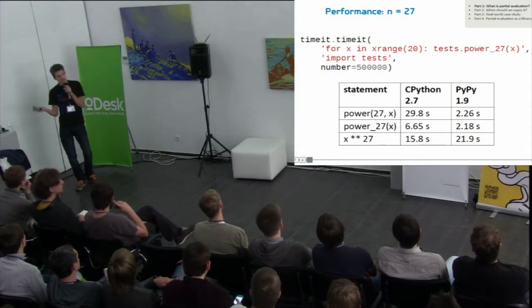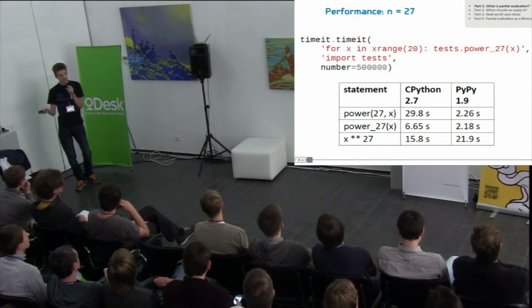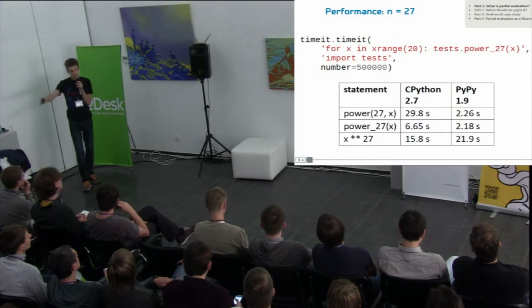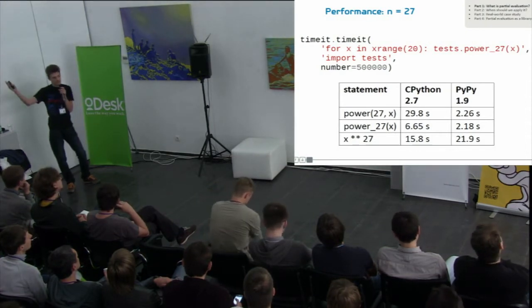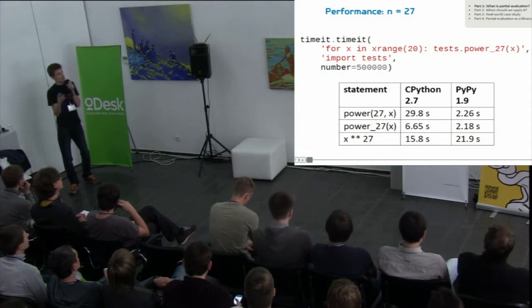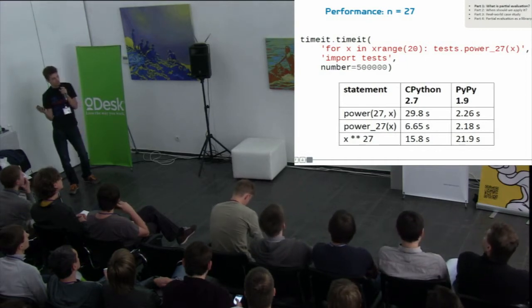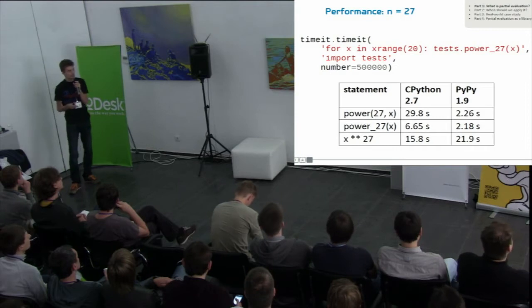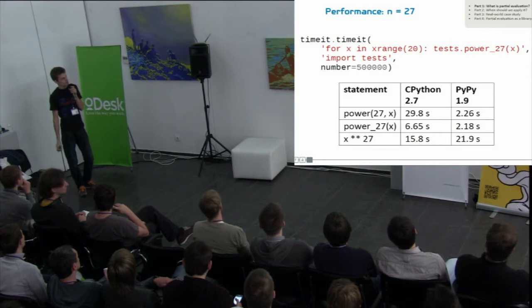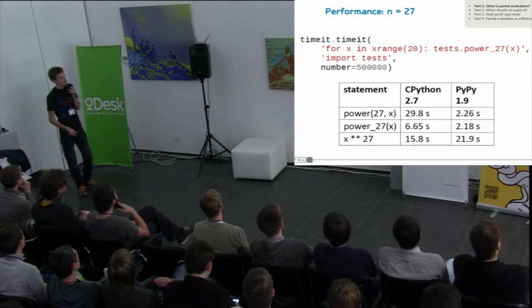CPython and PyPy use the same algorithm. They switch from a slow algorithm that does 27 multiplications to a fast algorithm that is much more complex. But here, it is a bad spot for the CPython and PyPy algorithm. So here, this naive algorithm outperforms the native one, which is interesting.